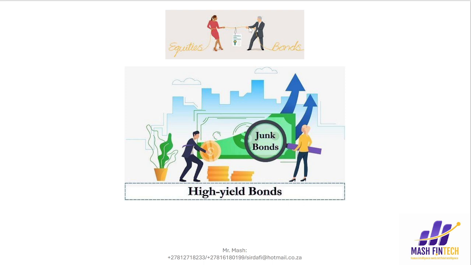In this section, we're going to focus mainly on high yield bonds, the junk bonds. And also we are going to focus on convertible bonds, the bonds that can be converted to equity. They have that option on them.